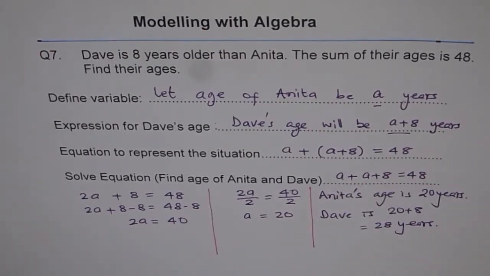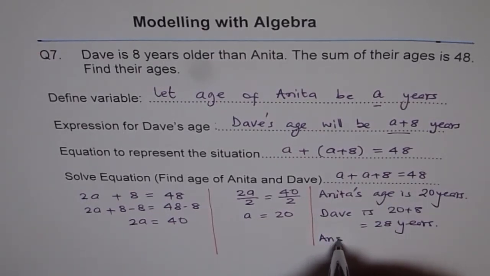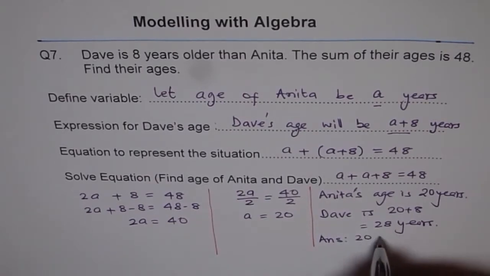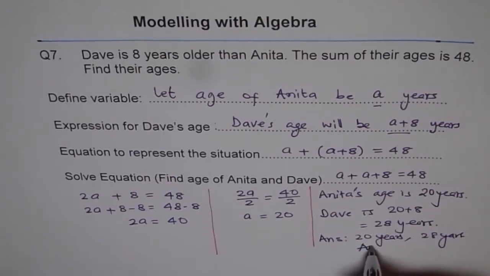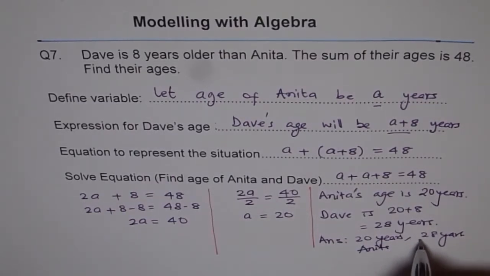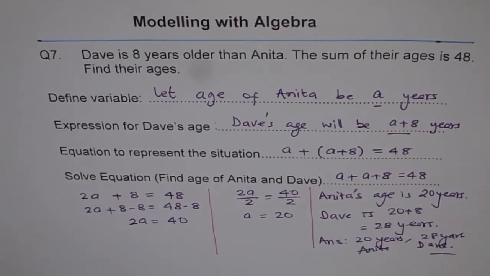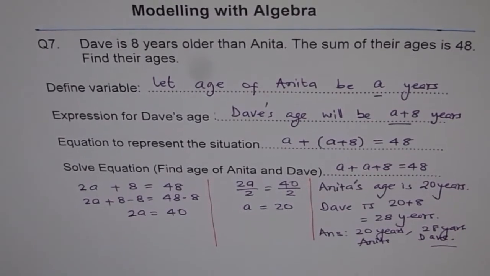So that is our answer. Our answer is 20 years and 28 years for Anita and Dave. Correct? So that is how we are going to solve these kinds of questions. I hope you understand. Thank you.